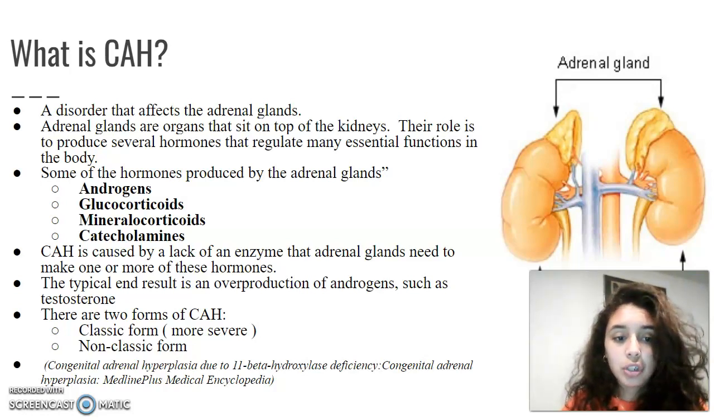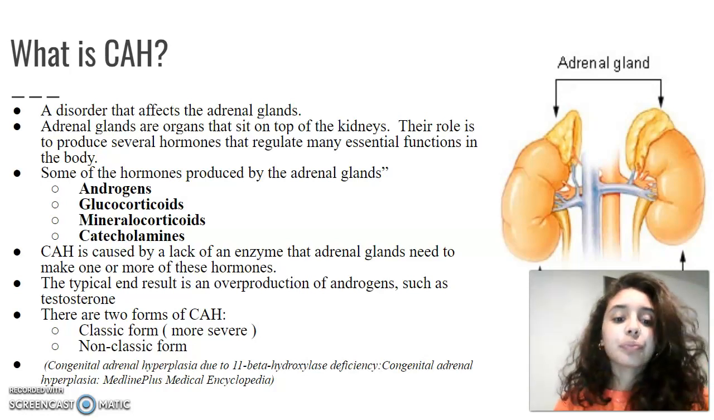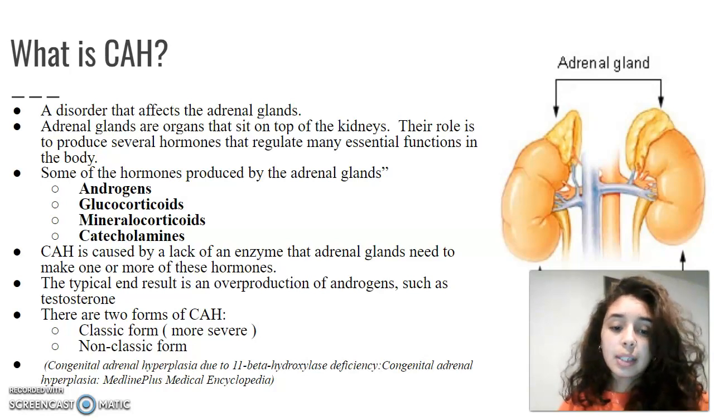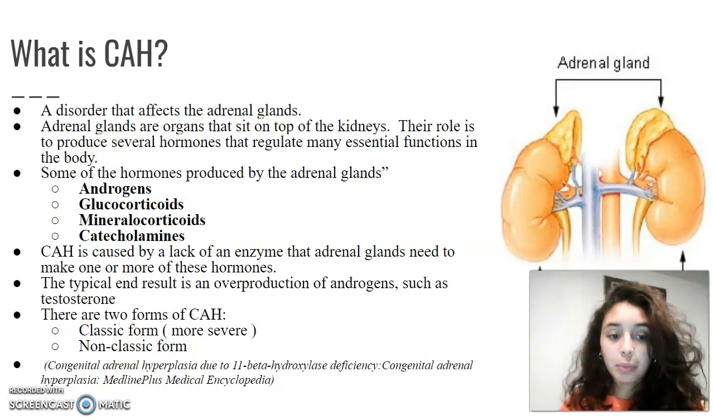Congenital adrenal hyperplasia is actually caused by a lack of an enzyme that adrenal glands need to make more of these hormones. The typical end result is an overproduction of androgens, such as testosterone. There are two forms of congenital adrenal hyperplasia: the classic form, which is the most severe, and the non-classic form.